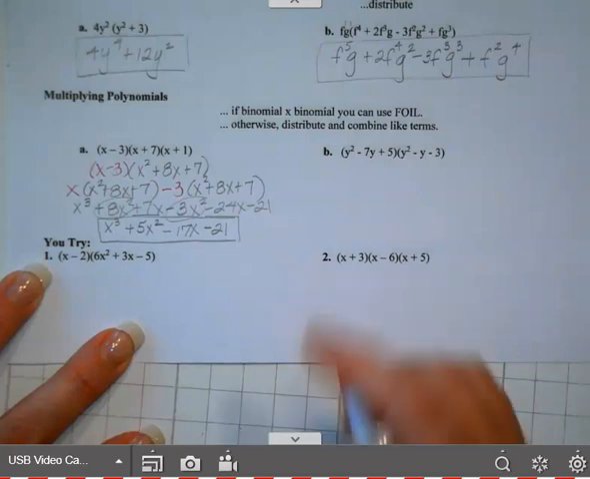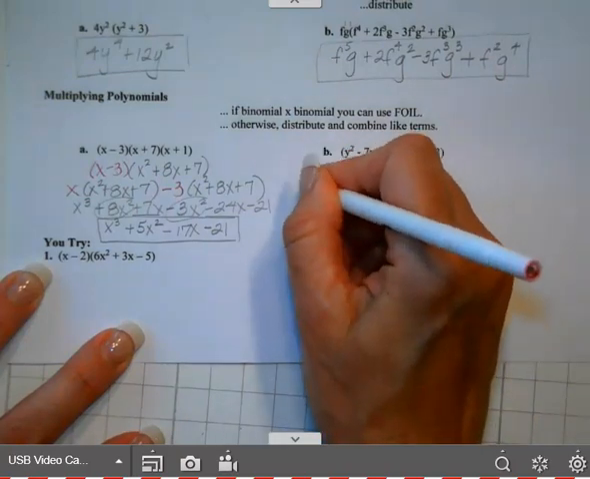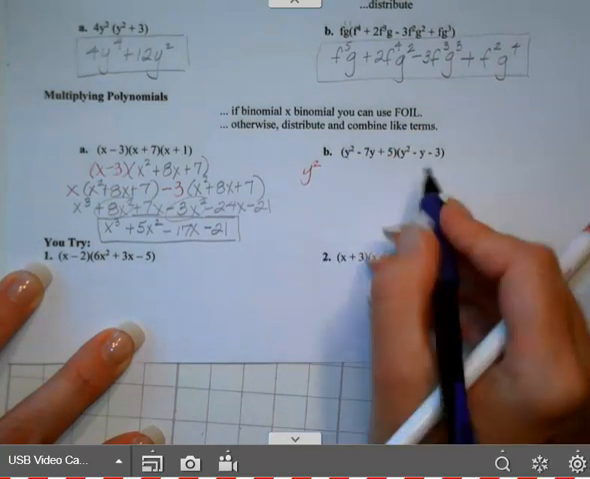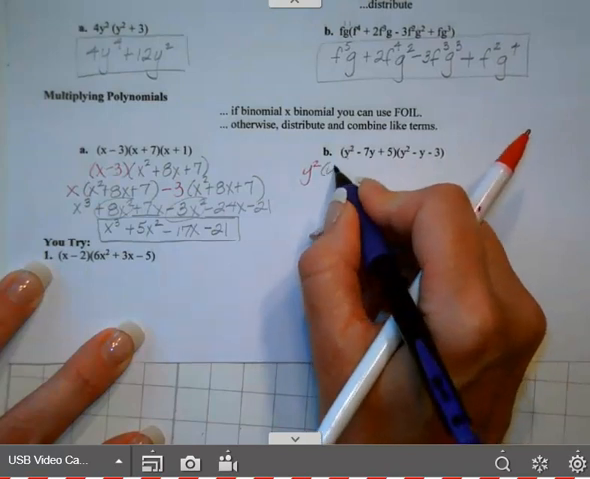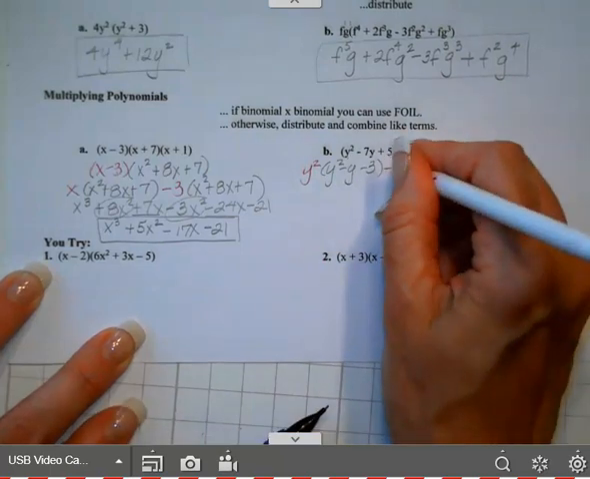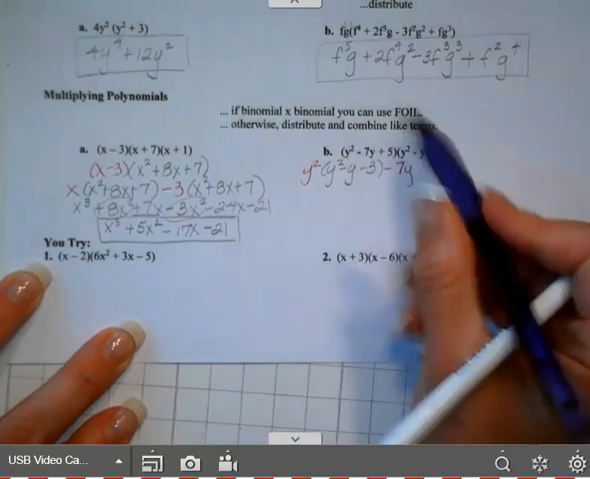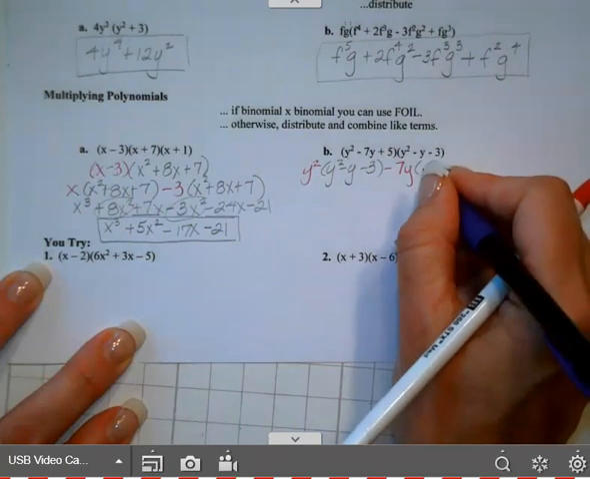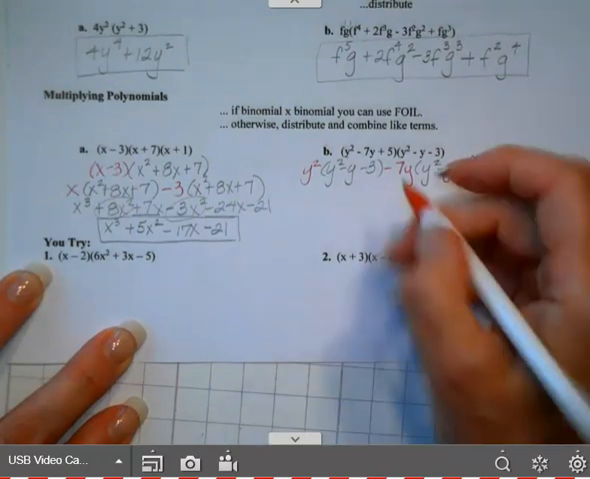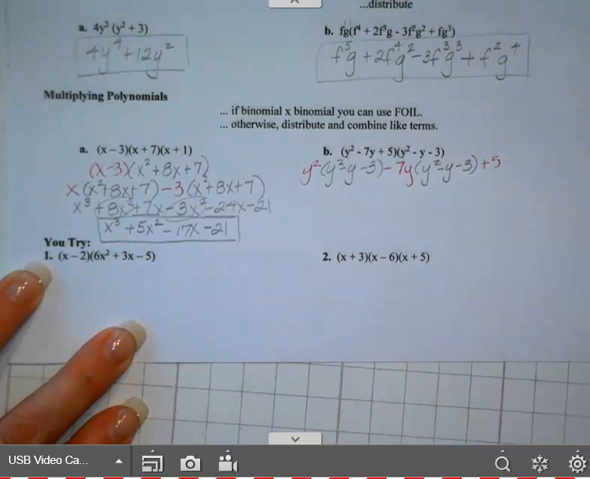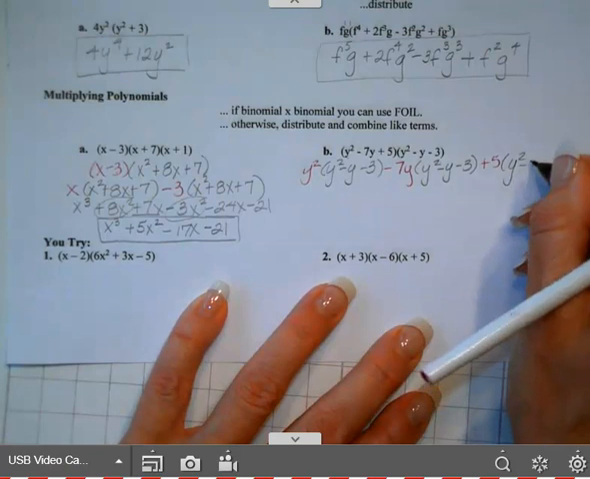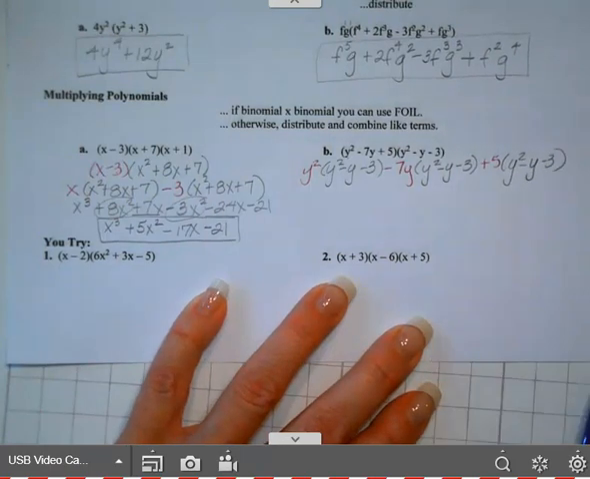For B, I have a trinomial times a trinomial. So I'm going to take the y squared from the first trinomial and multiply it with everything in the second one. Then I'm going to take minus 7y in the first trinomial and multiply it with everything in the second one. And then I'm going to take the plus 5 and multiply it with everything in the next trinomial. Distribute.